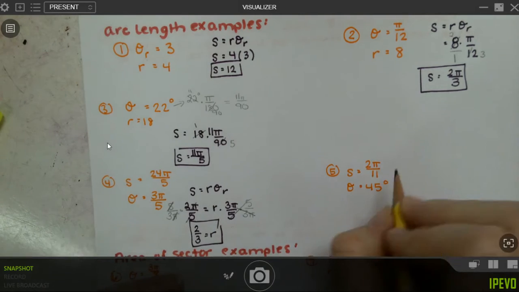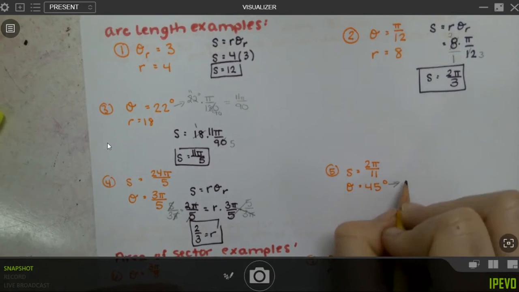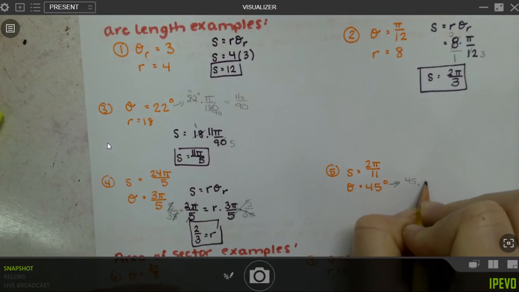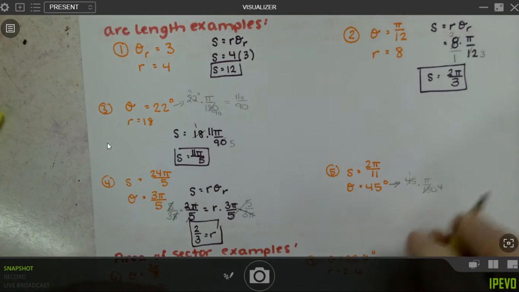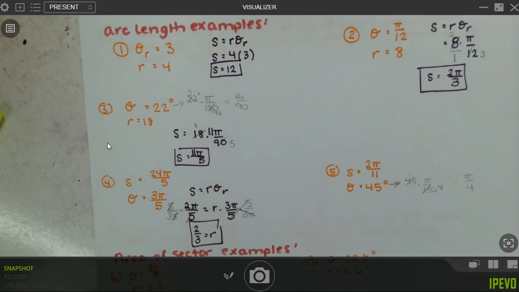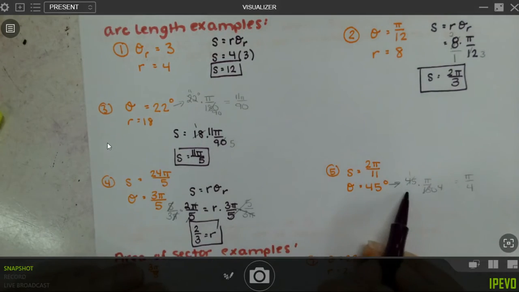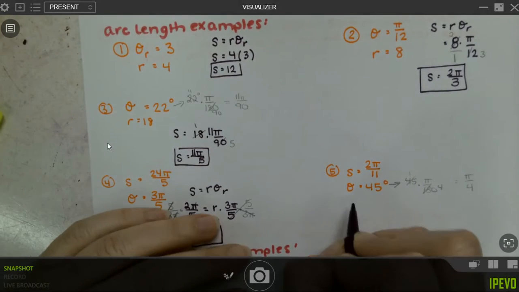All right, welcome back. So 45 degrees is, to convert, times pi over 180. So pi over 4, which you might remember from the unit circle. Hopefully you do remember that from the unit circle. And truly, you don't need to do this work if you envision the unit circle in your head. But if you don't, then you want to go ahead and do that. And then we're going to solve.